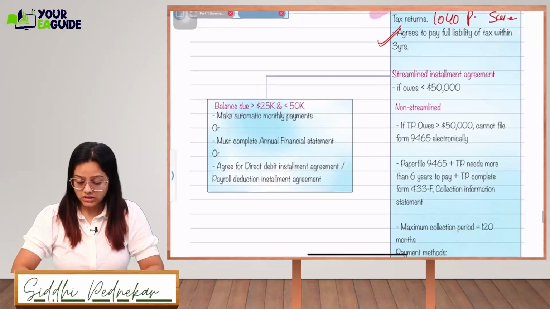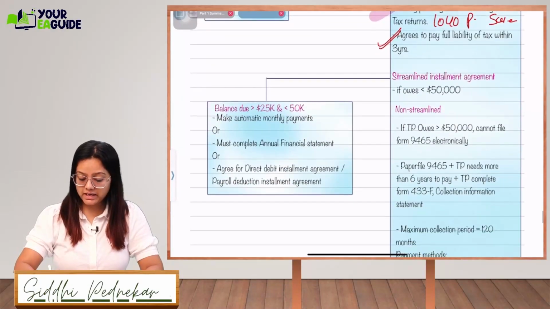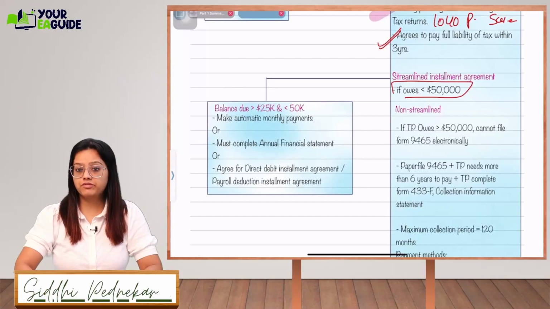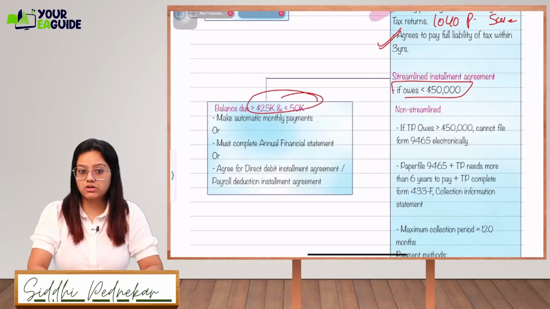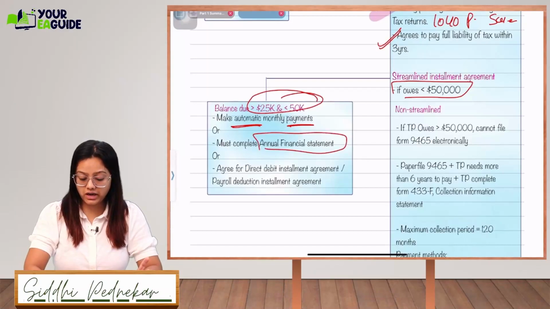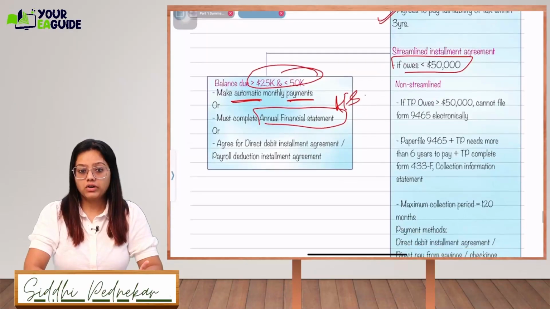Okay, next is the streamlined installment agreement. If you owe less than $50,000, you can go for this. In a streamlined installment agreement, your balance is more than $25,000 and up to $50,000, and you can make automatic monthly payments, or you must complete an annual financial statement. So here AFS is required. Or agree to a direct debit installment agreement or a payroll deduction installment agreement.